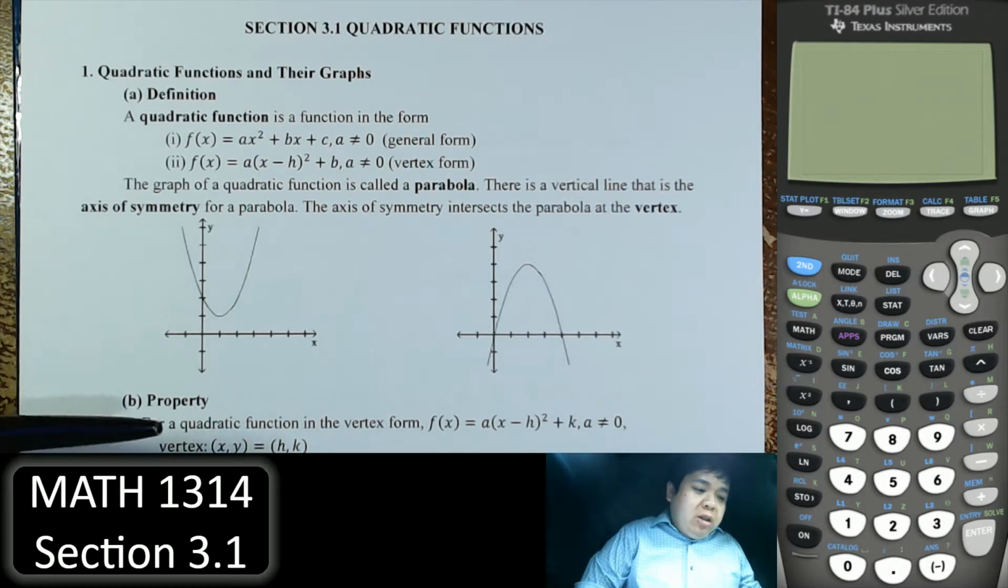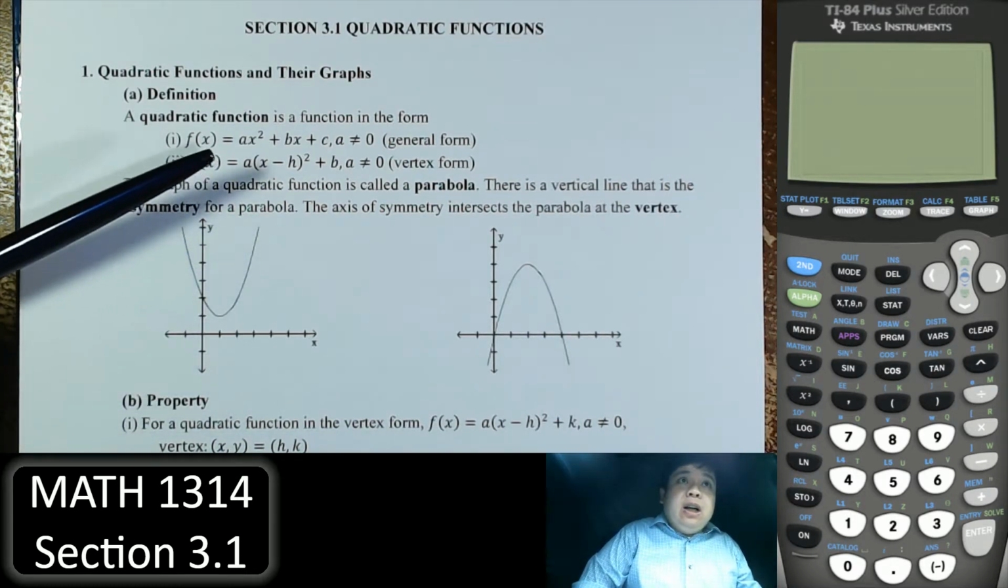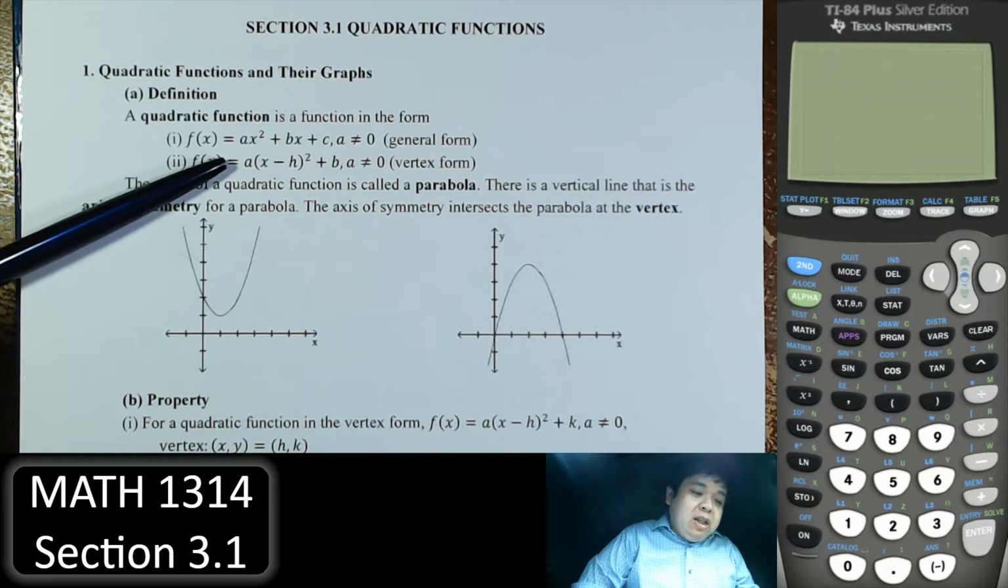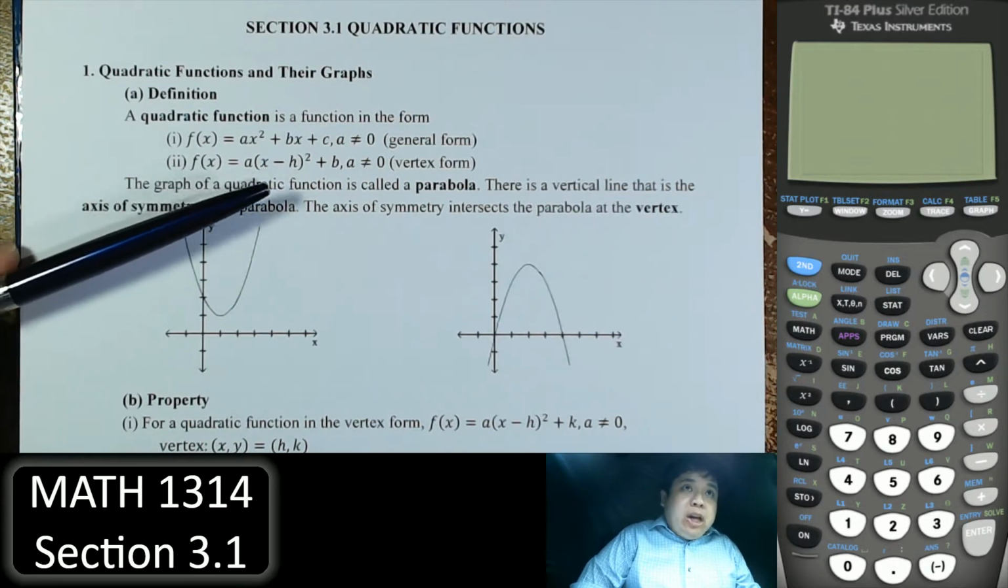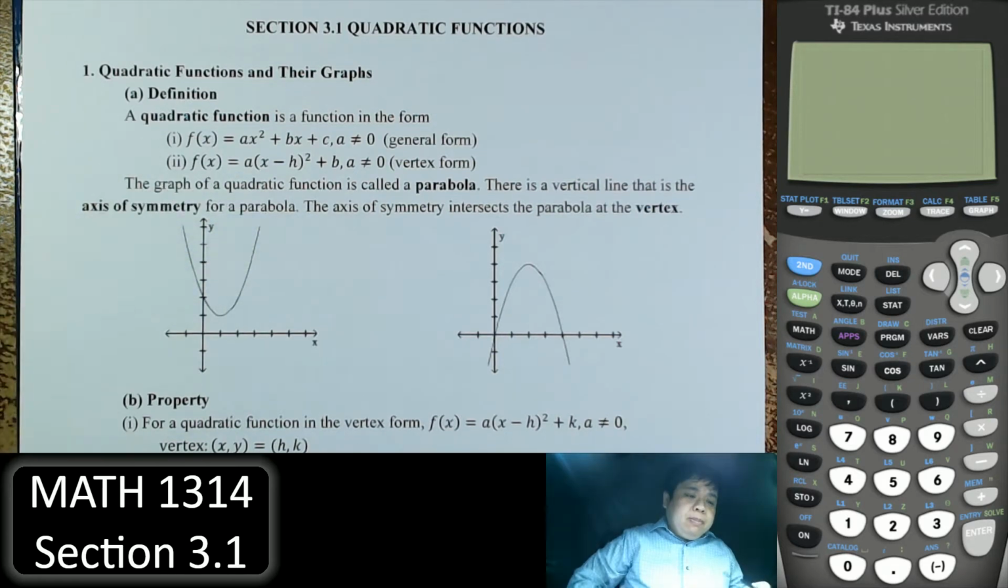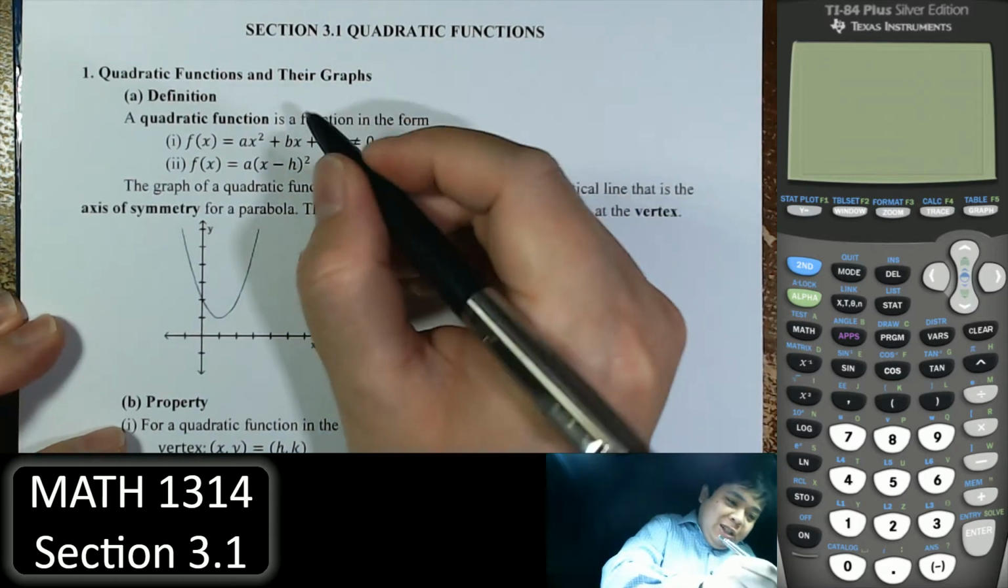A quadratic function is a function in the form ax squared plus bx plus c, or in the vertex form a times (x minus h) squared plus k. Actually, it should be k.